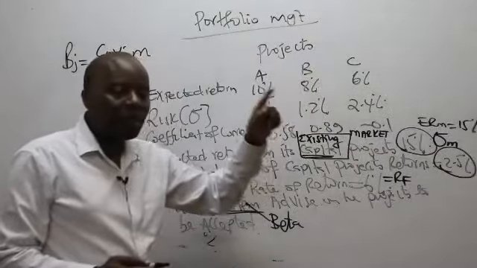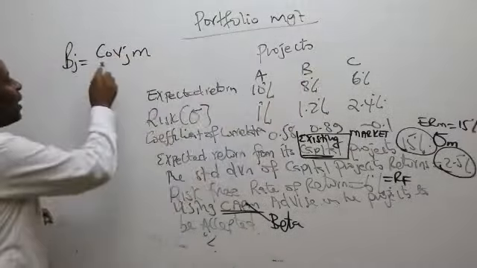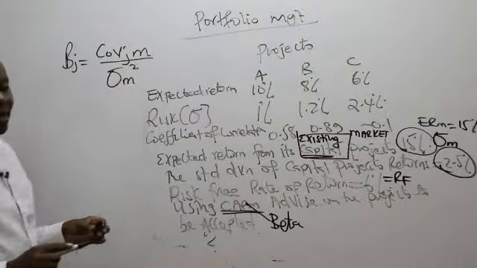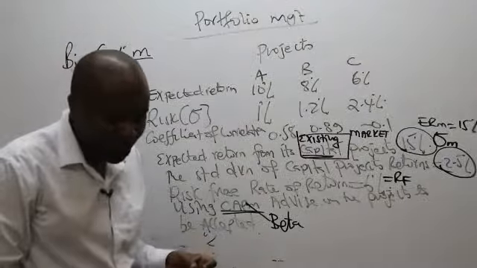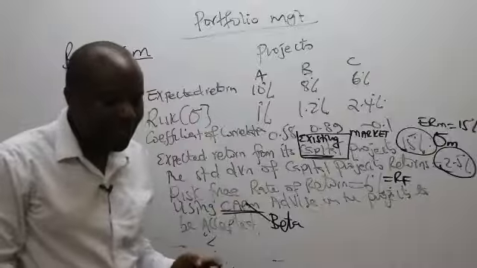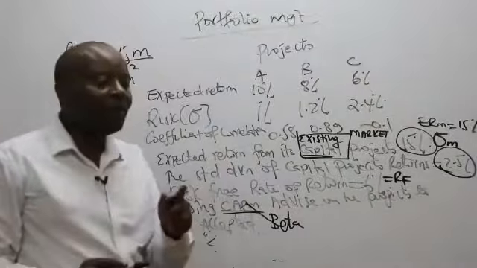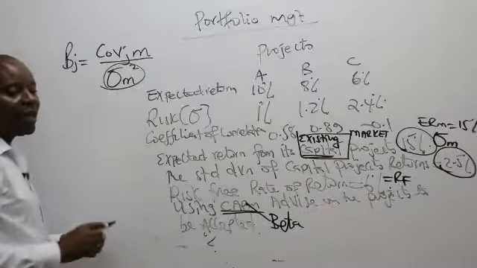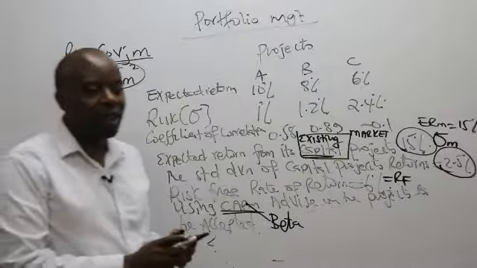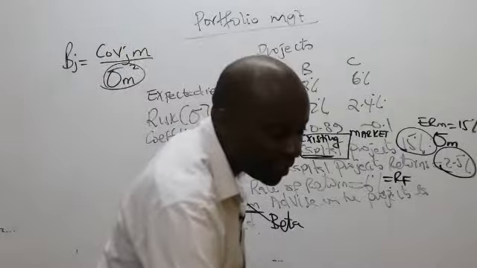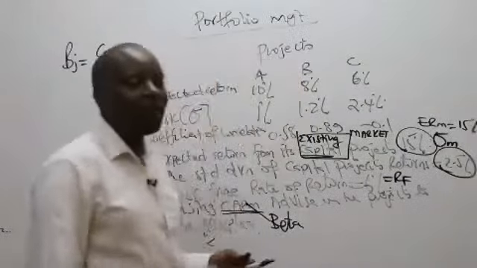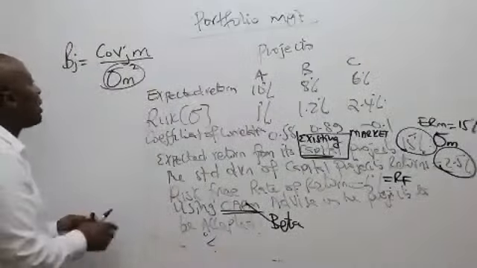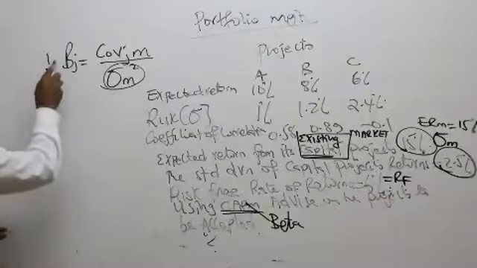So beta J equals the covariance between J and M divided by the standard deviation of the market squared, what Bernard is calling the variance of the market. Remember, when you square a standard deviation, you are basically getting the variance. This is the same as the variance of the market. Thank you very much. So this is formula number one of getting beta J.